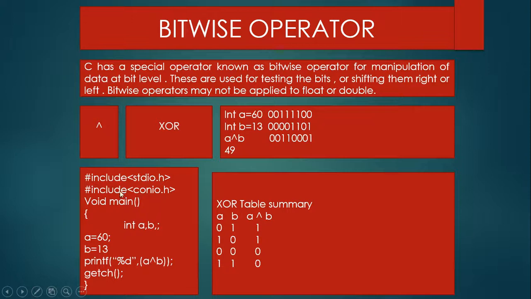So you simply take or write this program in any IDE. Simply you need to declare two variables a and b and assign any values according to your need. In my case I simply assign 60 to a, 13 to b, and printf, and then in the double quote percentage d, double quote close, comma, bracket, a XOR b, bracket close and function close and semicolon, getch. This will print 49.